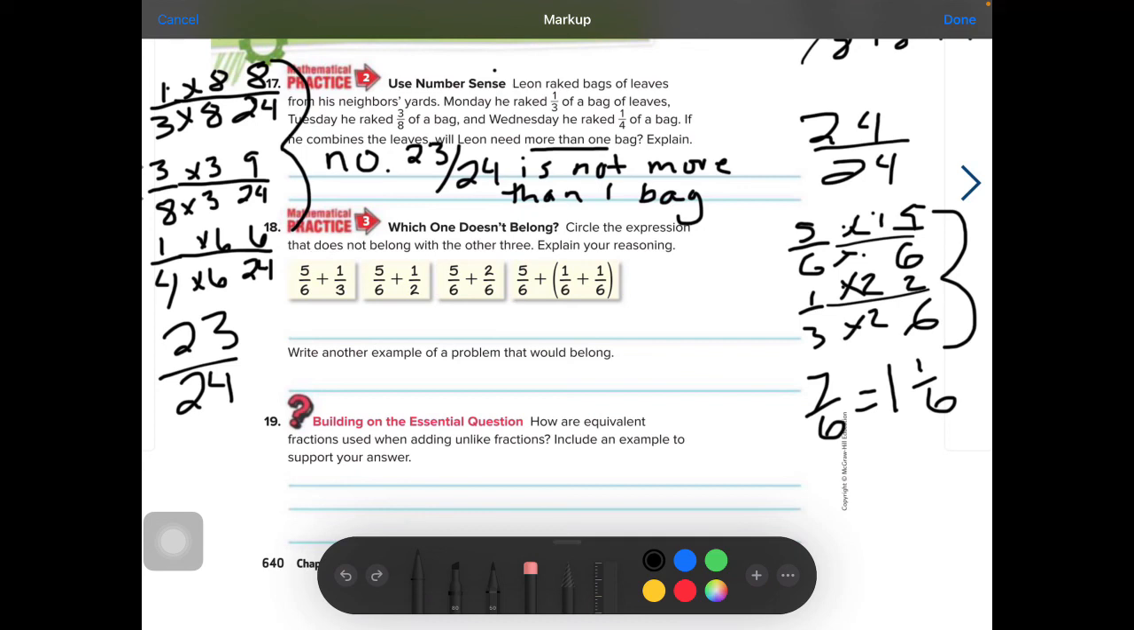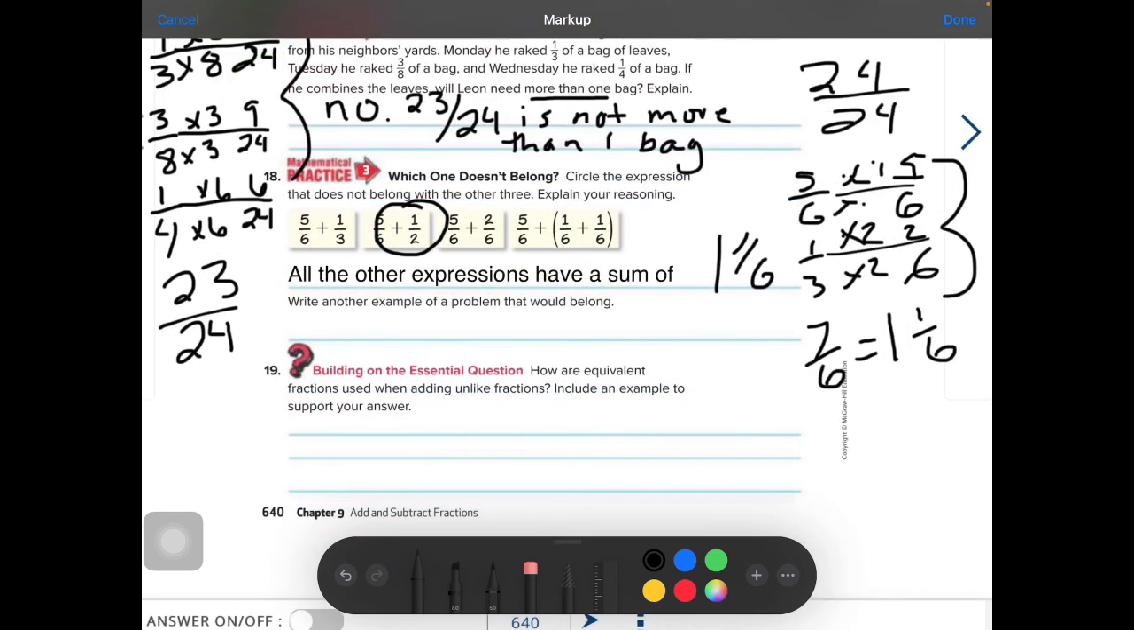The one that doesn't belong is this one, because when you add those together, they do not make 1 1/6. All the other expressions have a sum of 1 and 1/6, except for the one I circled. Write an example of a problem that would be long. If we were to add that together, it would equal 1 and 1/6.